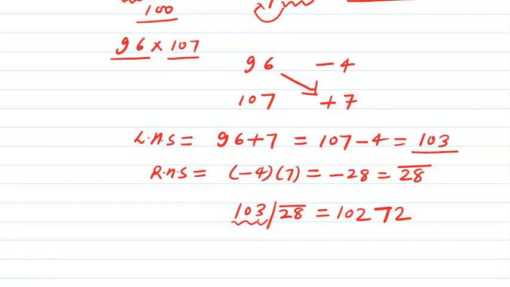So we have just seen how to multiply two numbers which are near the base. Both of them may be above the base, both of them may be below the base, or one of them may be above the base and one of them may be below the base. So in this video we are ending it.